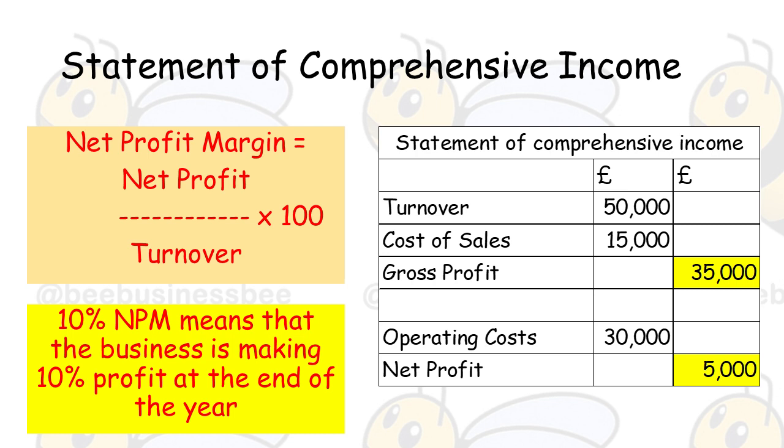If you want to think about numbers that I plugged into that, I've used my £5,000, I divided it by my £50,000 and then multiplied it by 100. And that's how you calculate your net profit margin. So at the end of the year, my business will be giving me a return of 10%.